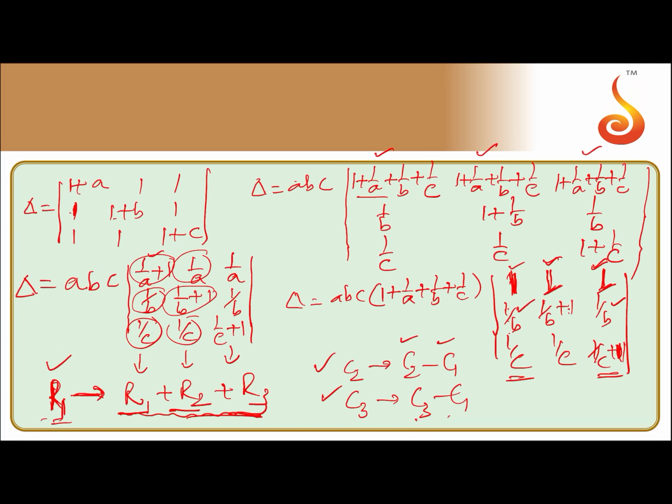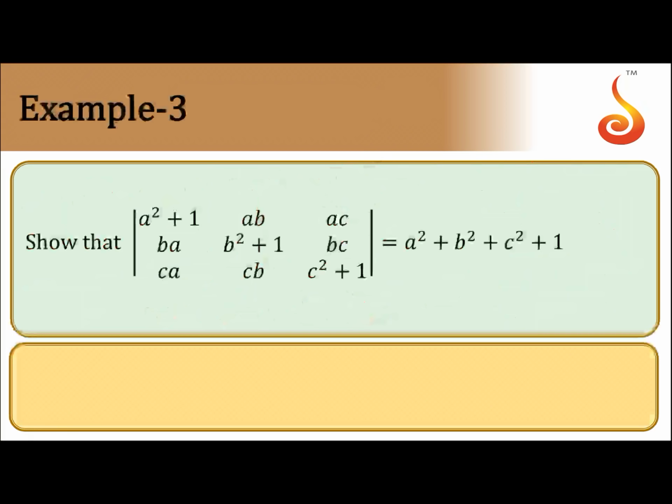In this one, keep in mind, whenever you find 1, 1, 1 in any particular row, then use the concept C2 minus C1, C3 minus C1. The same concept you can apply when 1, 1, 1 comes up vertically also. We will see in the next problem. It may come and we'll apply it. Coming to example 3.